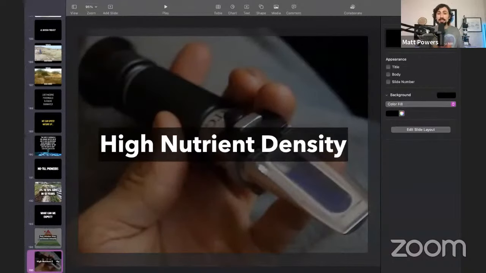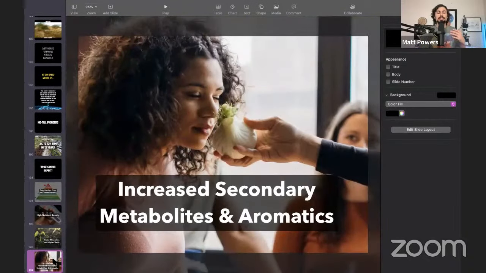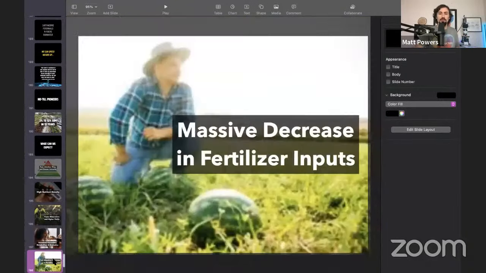High nutrient density. You're going to see plants that are more nutrient dense than any of your other plants in your experience. And then they're going to arrive faster. They're going to be bigger. They're going to be brighter. They're going to smell greater. They're going to taste better. And they're going to come at a higher yield. So you're going to get more. You're going to get it faster. And it's going to smell and taste like nothing you've had before.